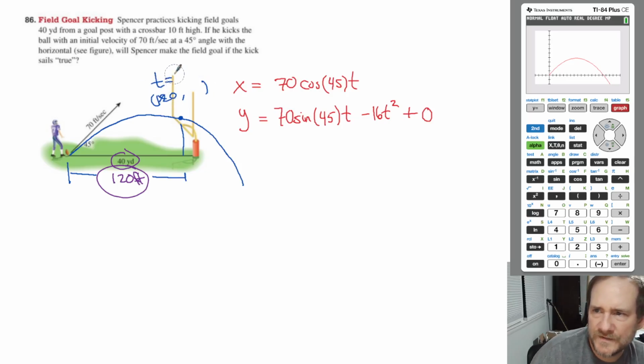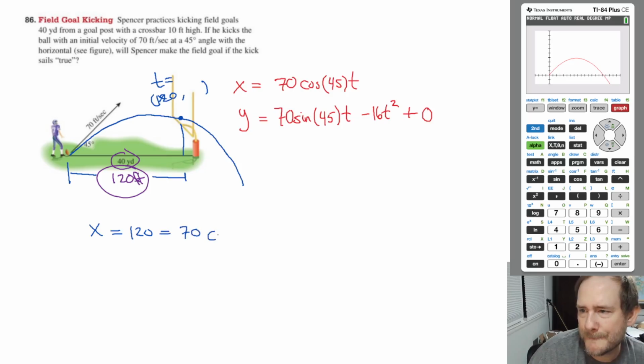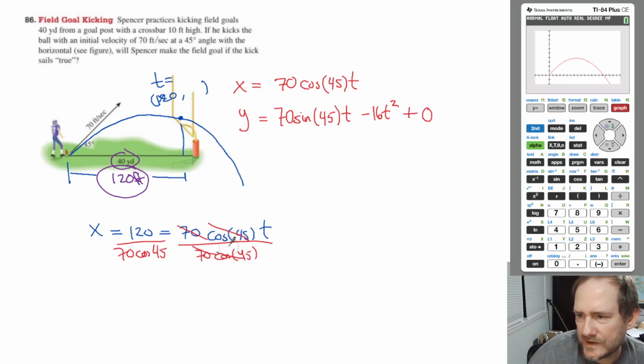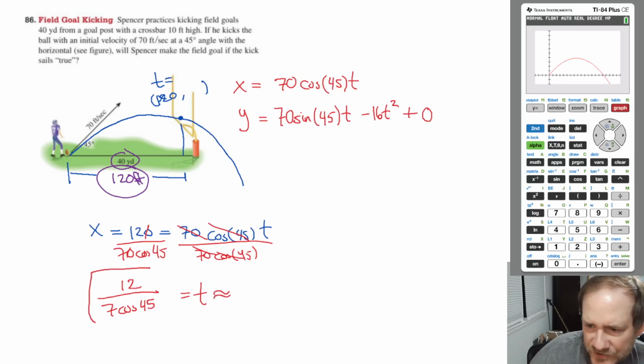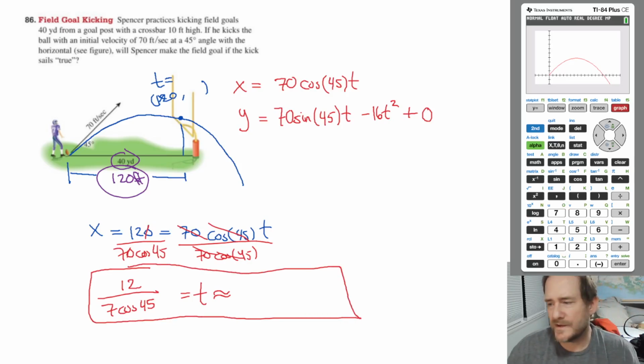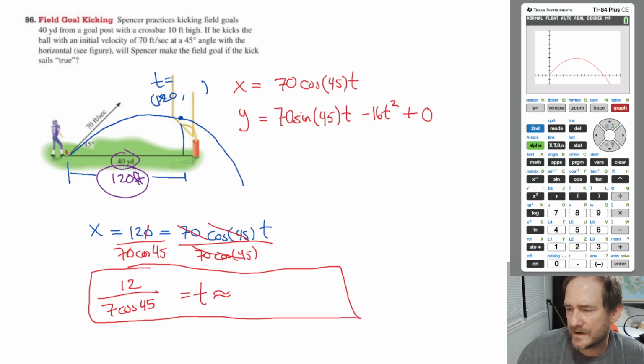So your plan is to use the 120 to find t, then use the t to find the height, and then decide if the height of the ball is higher than the 10 feet or lower than the 10 feet, and that's it. So if you take your x equation and set it equal to 120, then you can solve for the time, and you can do this by hand, and you must do it by hand, because all you're going to do is divide by 70 cosine 45. Cancel, cancel, cancel. So we find that the exact expression for our time, and by the way, you can divide these both by 10 to simplify, is 12 over 7 cosine 45. So I do expect you to give me that exact expression, and then you could also give me a rounded off decimal. You could do both. But make sure you give me the exact expression or you're not getting full credit.